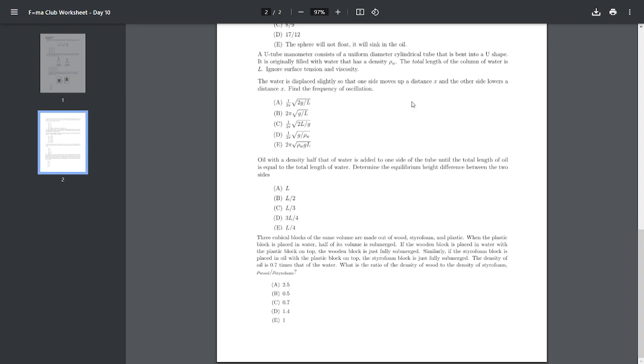All right, next. 3 cubical blocks of the same volume are made out of wood, styrofoam, and plastic. When the plastic block is placed in water, half the volume is submerged, right?